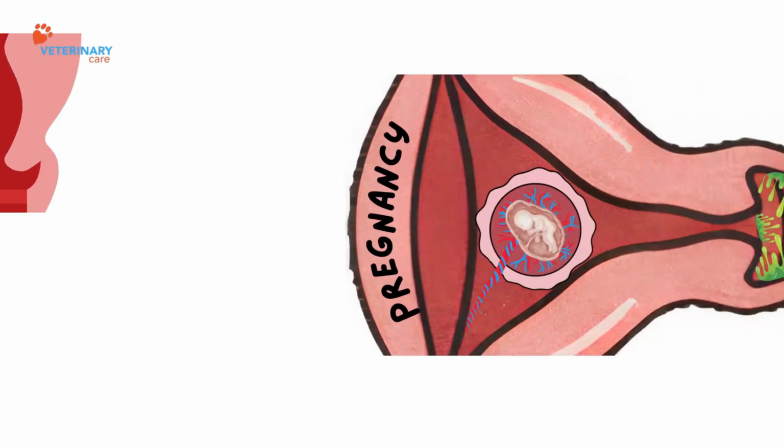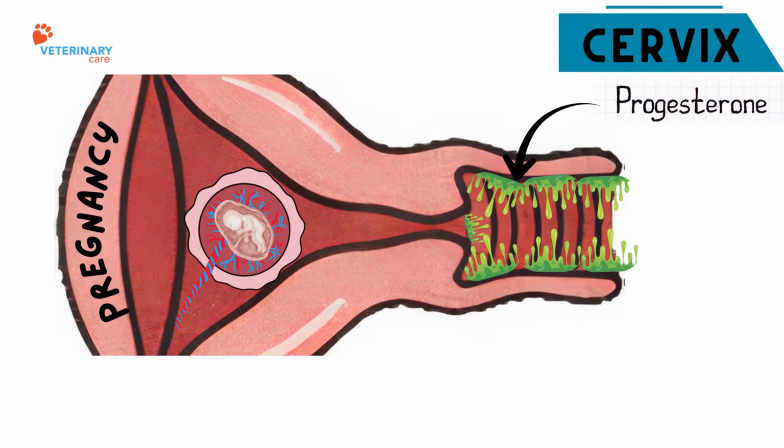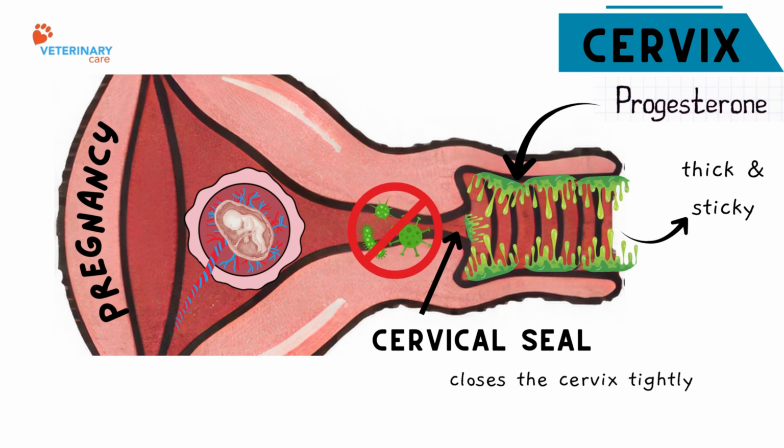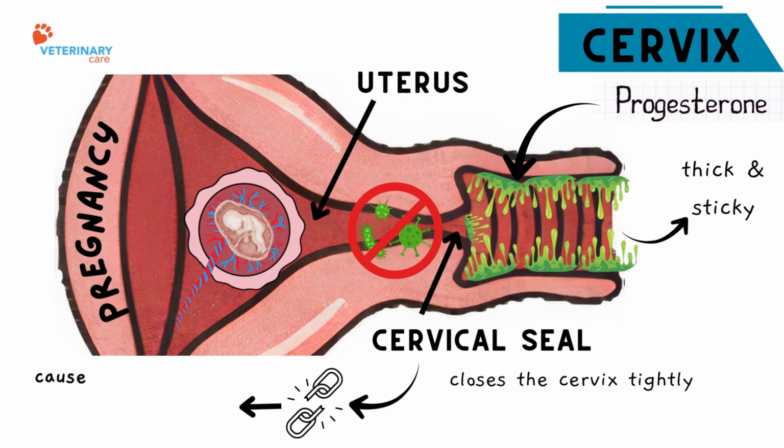During pregnancy, the hormone progesterone makes the mucus thick and sticky. This forms a strong cervical seal that closes the cervix tightly and keeps bacteria and other harmful stuff from getting into the uterus. If this seal breaks down, it can cause infections and even lead to abortion.